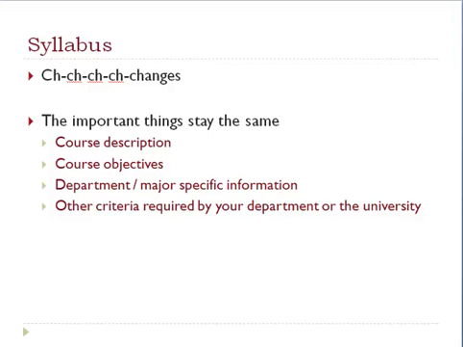Next, let's talk about your syllabus. There'll be a lot of changes in your syllabus. You will need to provide a lot more detail in your syllabus than you're probably used to. The important things stay the same, such as the basics that you currently have, the description of the course, often from the course catalog, your course objectives, required text, grading criteria, and assignments. Those are elements that will still be in your syllabus.